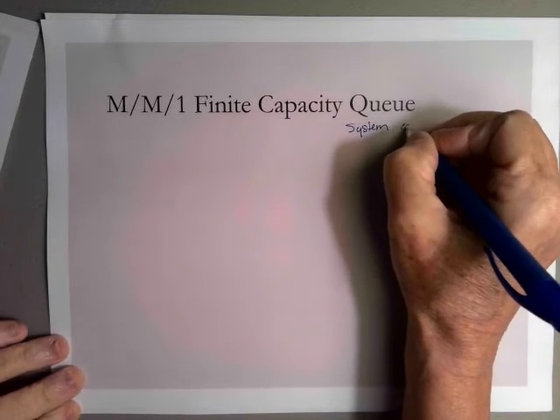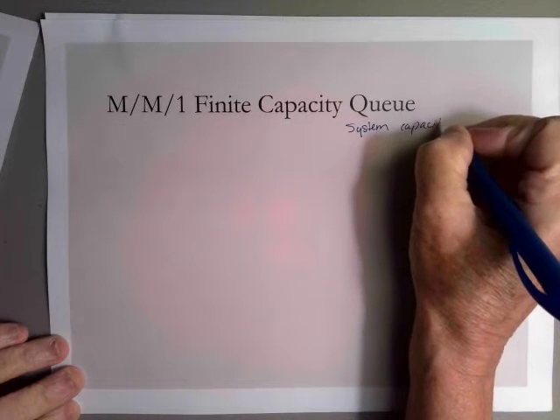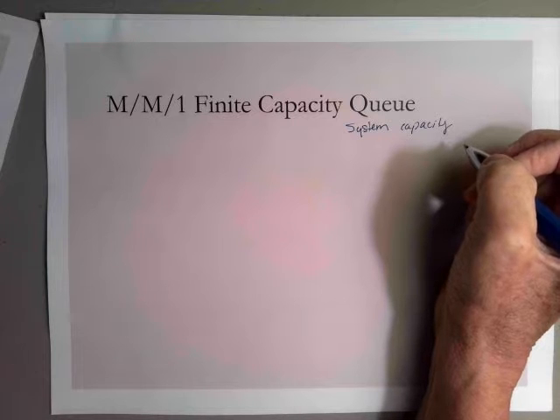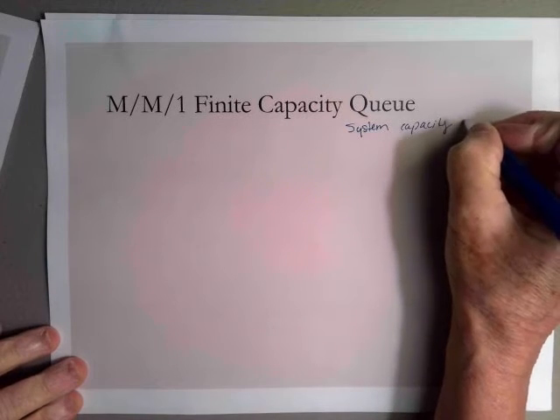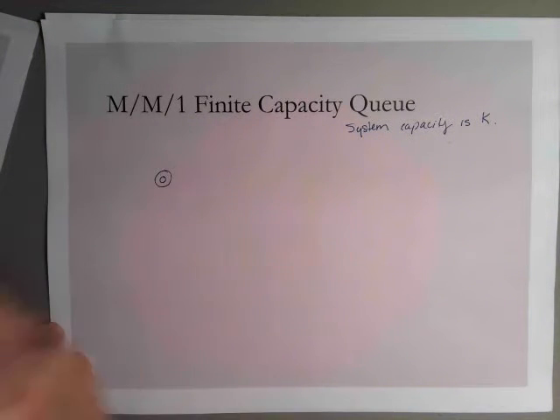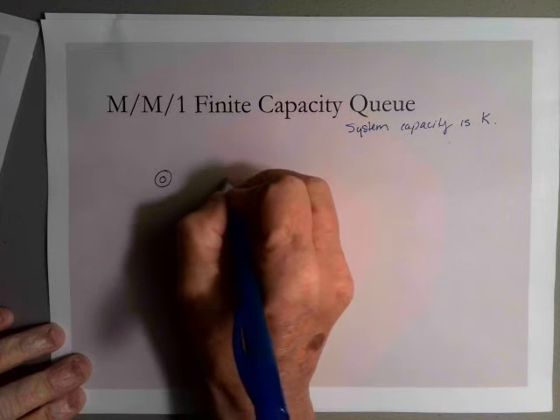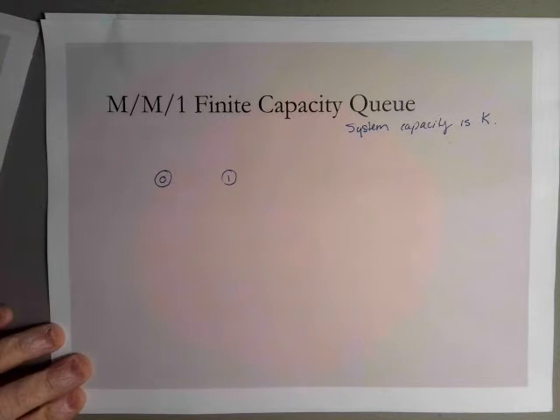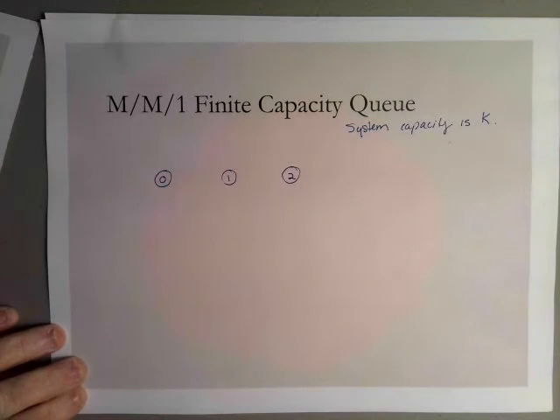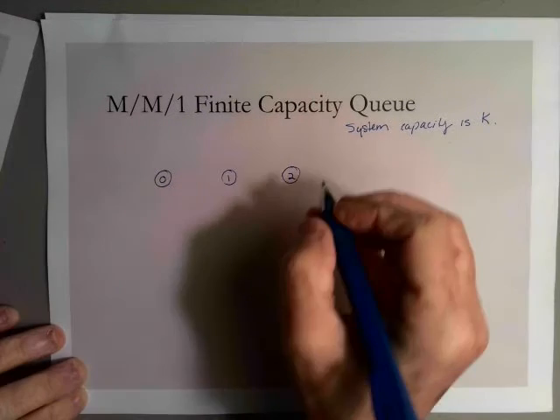So the system capacity, meaning everybody in the queue and the one person in service, is going to be represented by this capital letter K. We could have no one in the system, which means my one server is idle. We could have one person in the system, which means my server is busy and nobody is in the queue. We could have two people in the system, which means one person in service and one person in queue, and then so on.